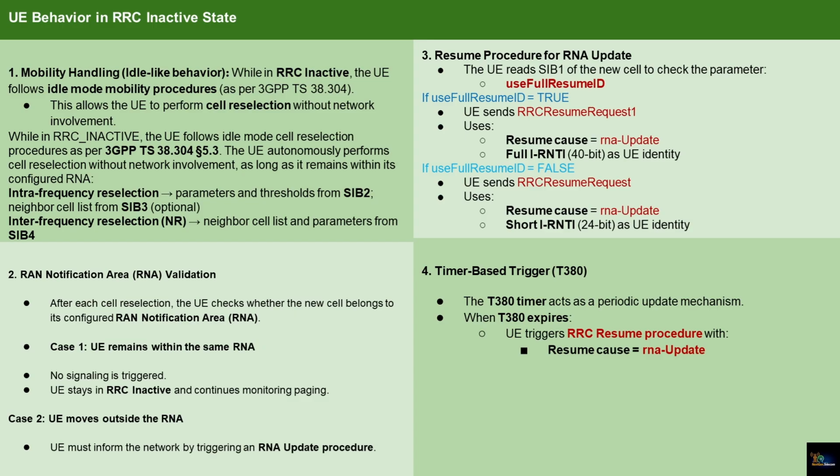For intra-frequency reselection, you will get the parameters and thresholds from SIB2, and the neighbor cell list from SIB3. If the mobility is inter-frequency reselection, the neighbor cell list and parameters come from SIB4.